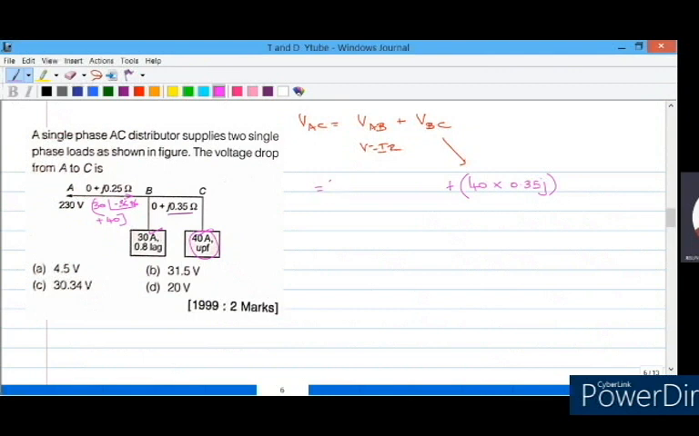So I multiply 30 angle minus 36.86 plus 40. This is the current, this is IAB. Multiply by RAB. So what is RAB? The answer is 0.25 J, which is given. So we need to multiply this and then add this. So when you solve this, we'll get the answer as 30.34 volt.